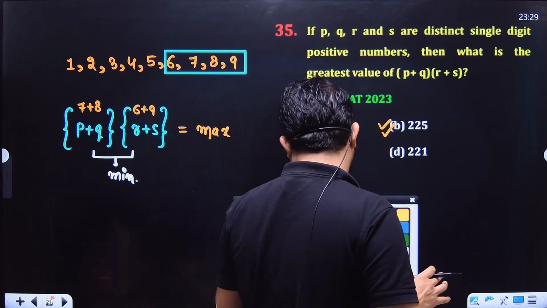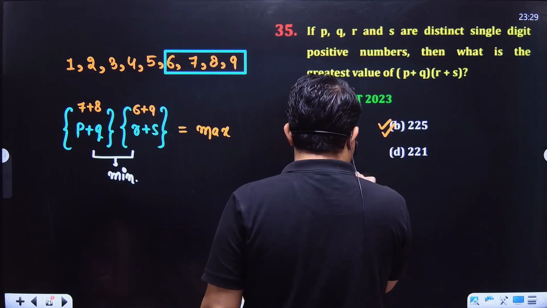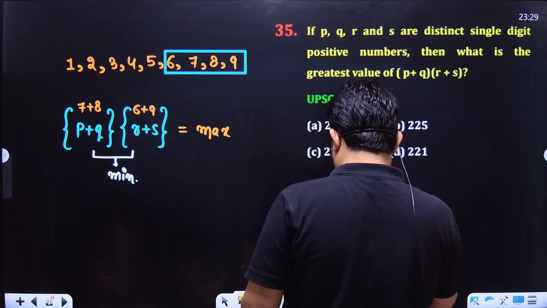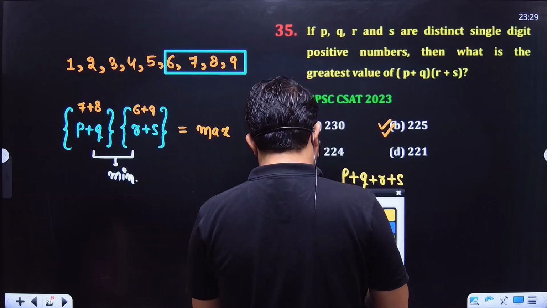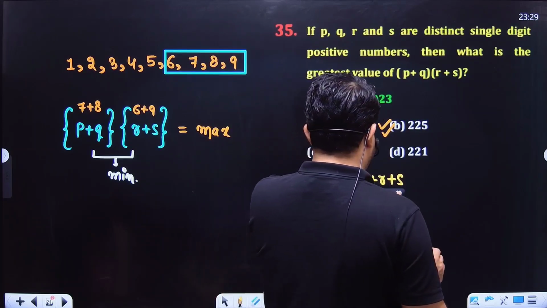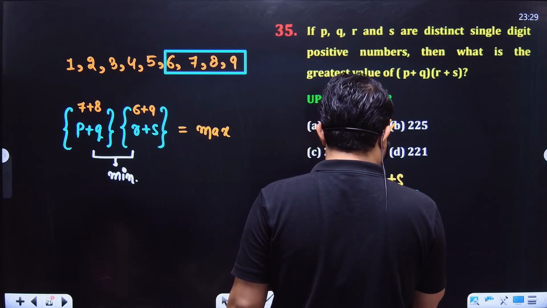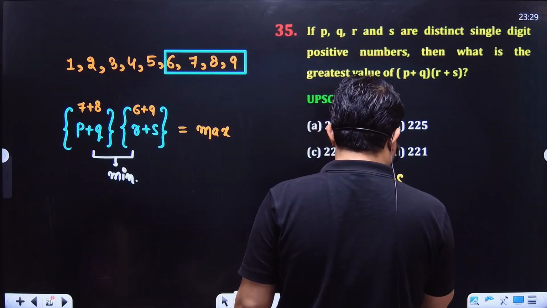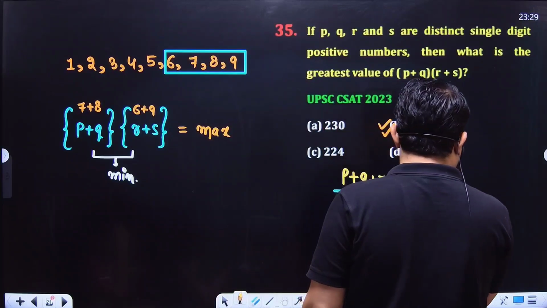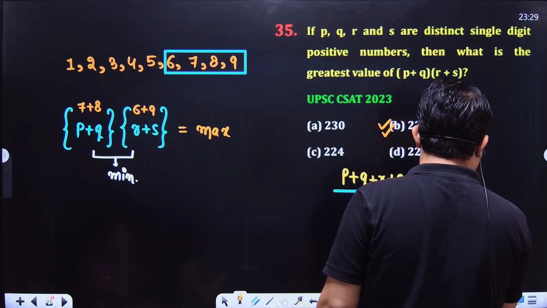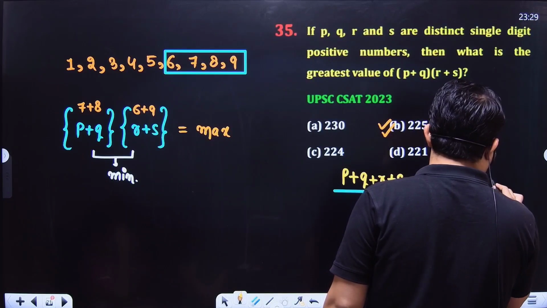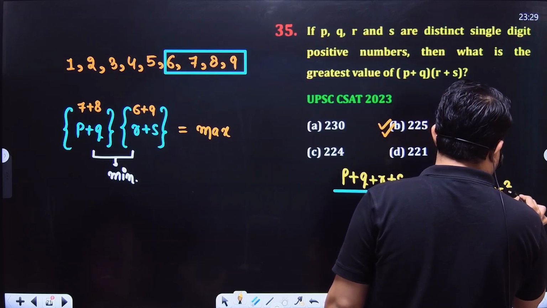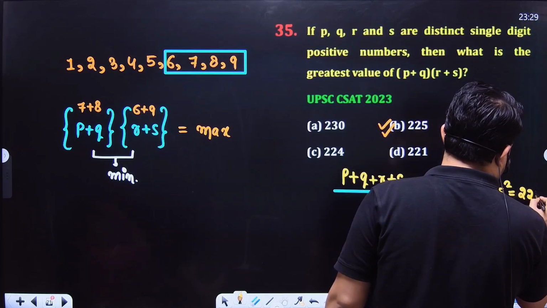So the trick is, you will add all the numbers P plus Q plus R plus S, and you will divide them by 2. We have the sum here, 30. 30 by 2 is 15. So the maximum value will be 15 square, which is equal to 225.